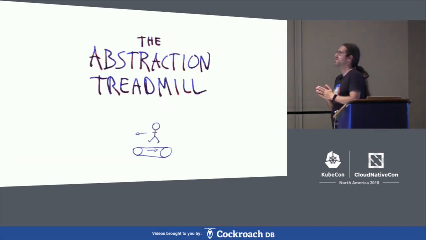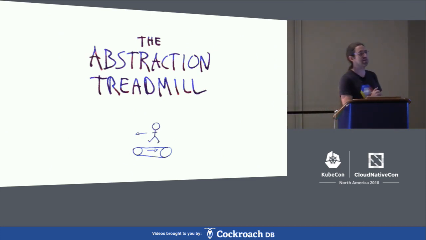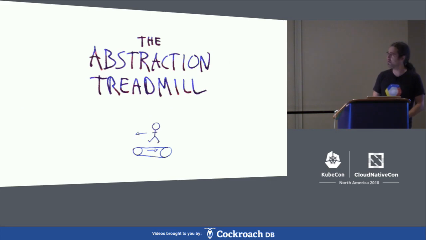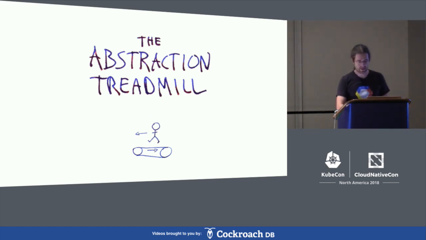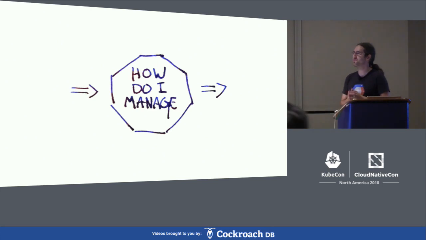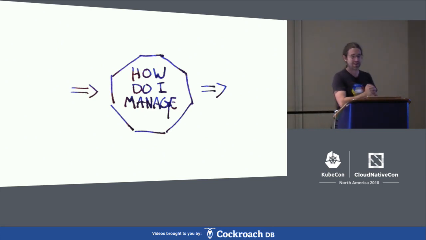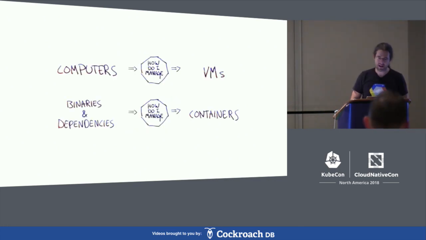The final story I want to tell you about where we've been is about sort of conceptually the path that we've walked together as a community, as an open source community, scheduling cluster workloads. And I call this the abstraction treadmill. So I want to introduce the how do I manage function, which you give it a thing and it spits out a way you manage that thing.